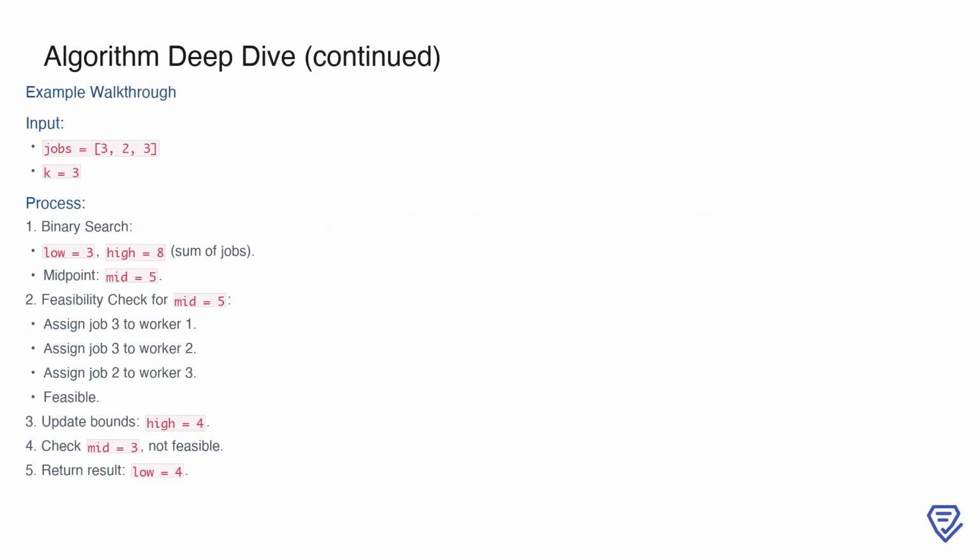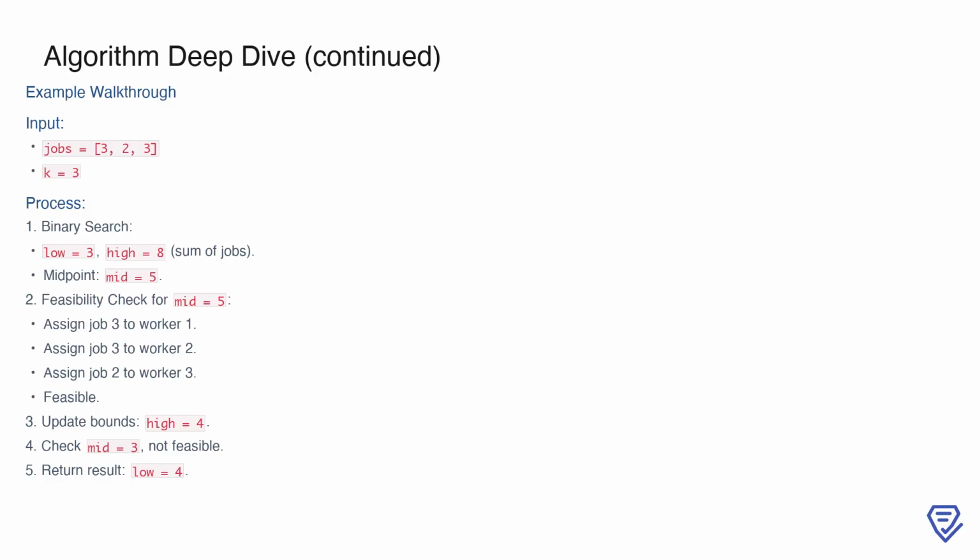Let's walk through an example to see the algorithm in action. Consider the input jobs equals [3, 2, 3] and k equals 3. First, we calculate the bounds for binary search. Low is 3, the longest job duration, and high is 8, the sum of all job times. We start with the midpoint mid equals 5 and check feasibility. Assign job 3 to worker 1, job 3 to worker 2, and job 2 to worker 3. This allocation is feasible since no worker exceeds the threshold of 5.